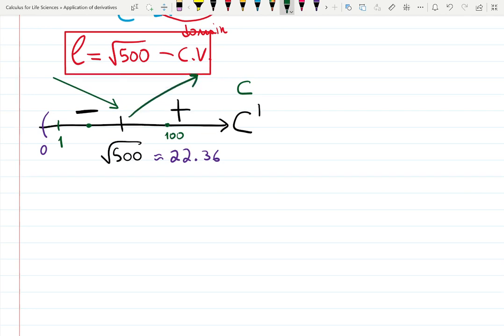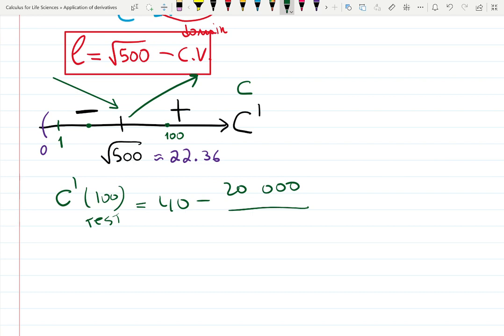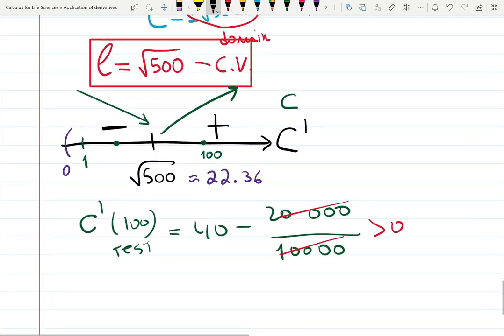Let me just show it to you really fast. If I plug 100 into the function, C prime of 100, it's a test point. It will be 40 minus 20,000 over 100 squared, which will be 1 with 4 zeros. How many zeros go away? 4 zeros. 40 minus 2 is positive. Check. Or you can use your calculator. And that's what we expected.